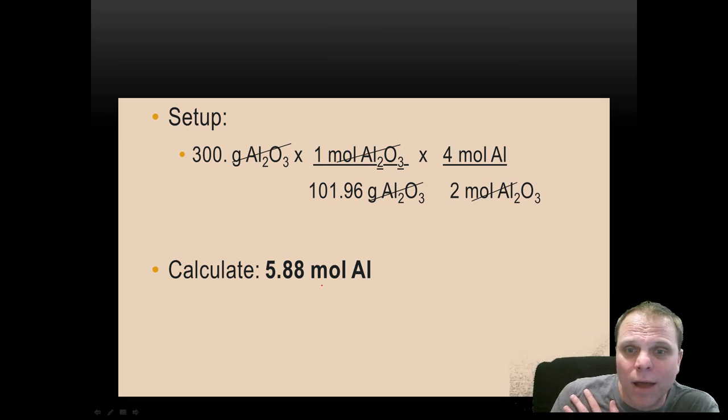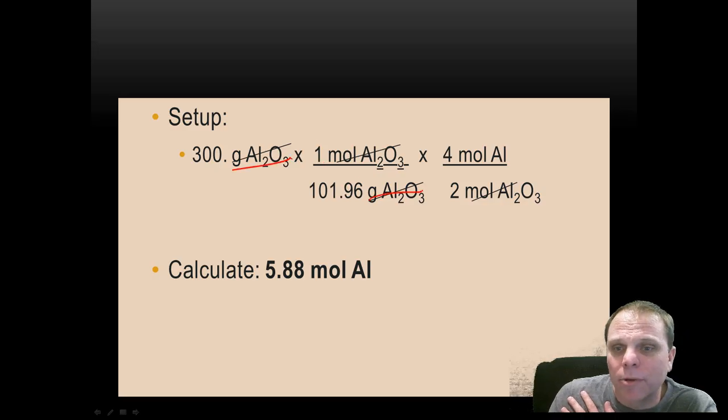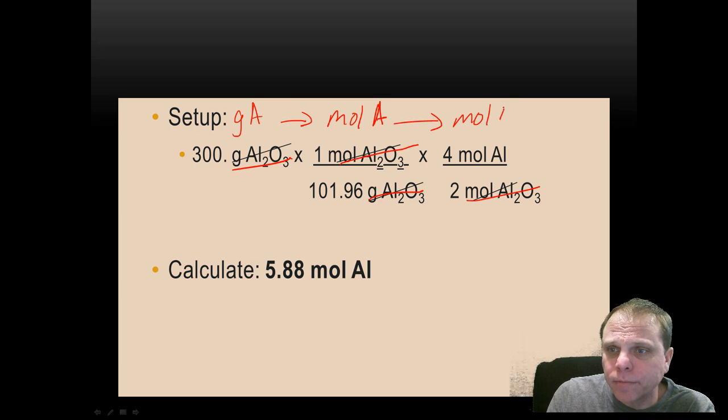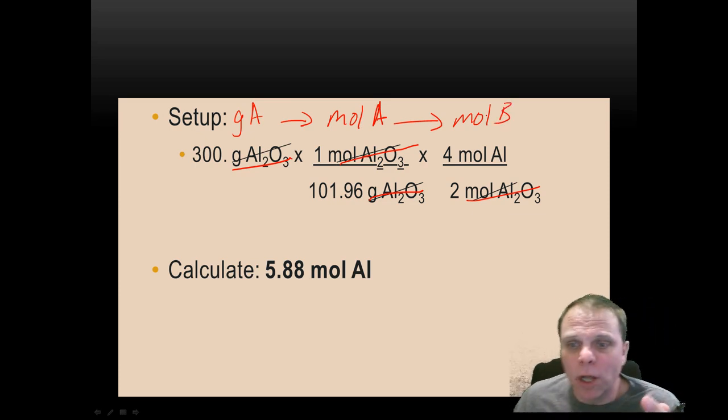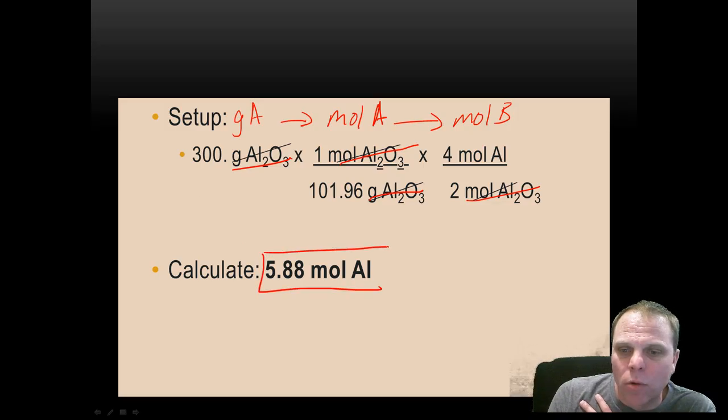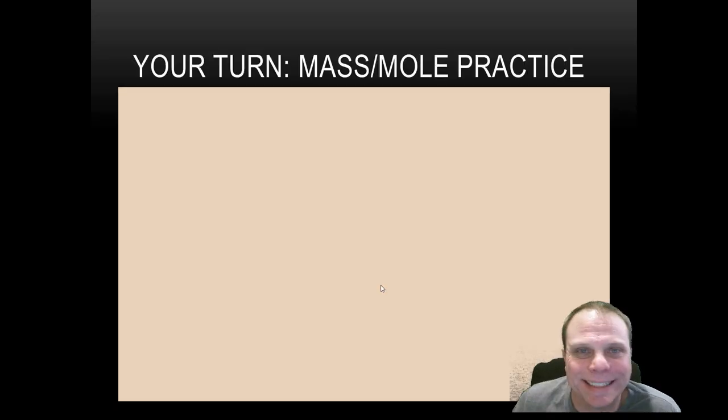Just show me that I've got grams of aluminum oxide canceling out with grams of aluminum oxide, moles of aluminum oxide canceling out with moles of aluminum oxide. And look, I went from moles to moles with my balanced chemical reaction. And so I went from grams of A, right? This was the grams of A. Then I went to moles of A. And now in this step, I got my moles of B. Okay. So answer, and at least this time we've got the actual element written out, 5.88 moles of aluminum. Box it. You're done. Not bad, right?